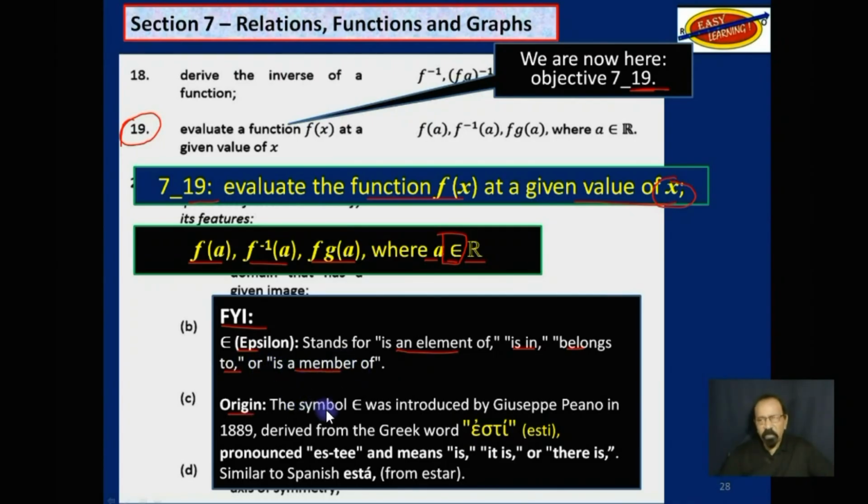Its origin, you don't need to know this, of the symbol epsilon as used here, was first introduced by Giuseppe Peano in 1889, derived from the Greek word estí, note that epsilon there, which means is, it is, or there is. We're not learning Greek, but some of you may be learning Spanish, and you know that está means is, or it is. That's just in passing to help you remember that this symbol here stands for is a member of.